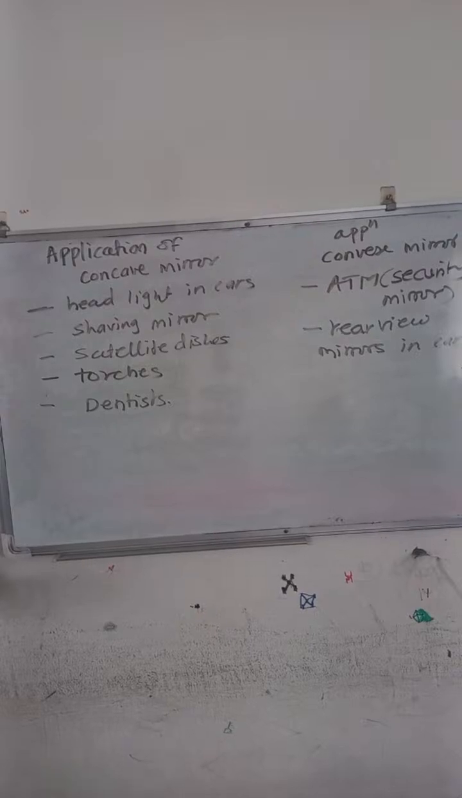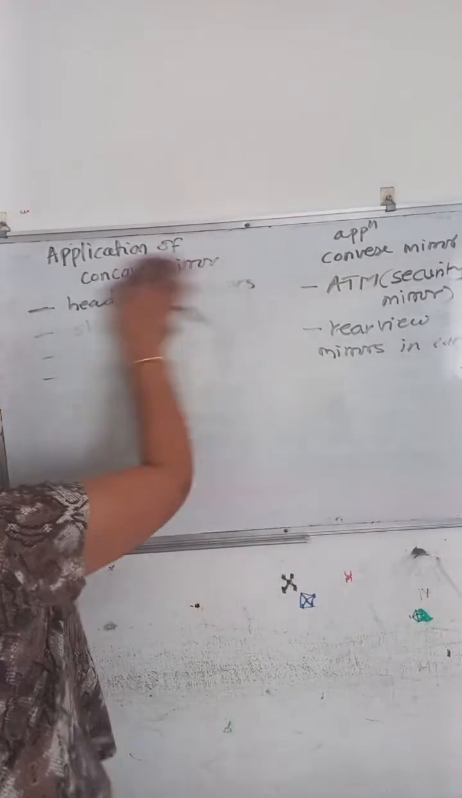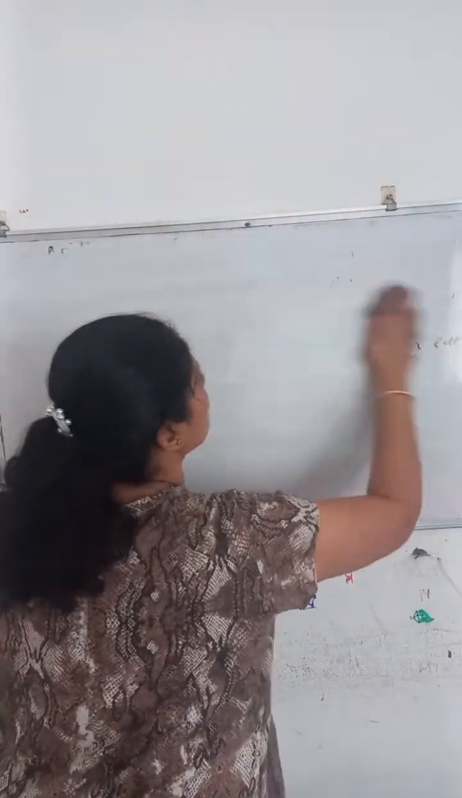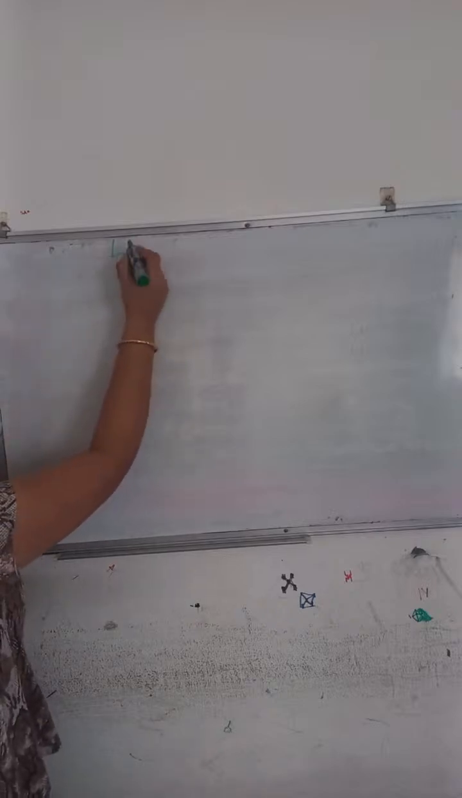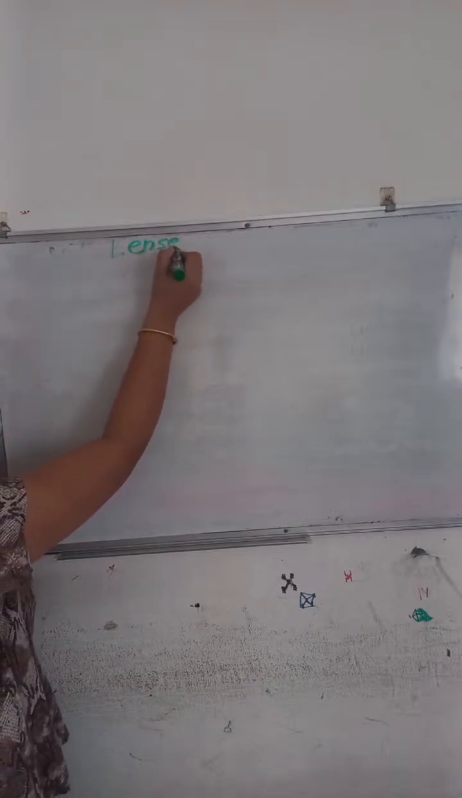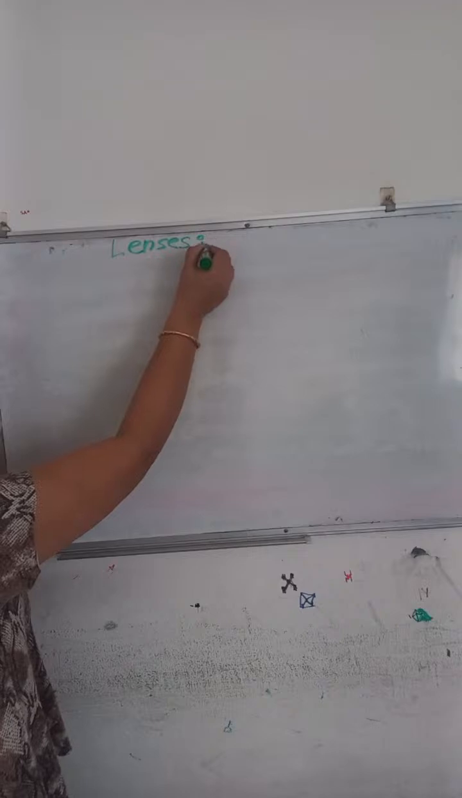Okay, so now the next part is what? The spherical lenses, or we can say the lens part. This is also a very important topic. So, lenses, give the heading lenses. Lenses are of two types, convex lens and concave lens.